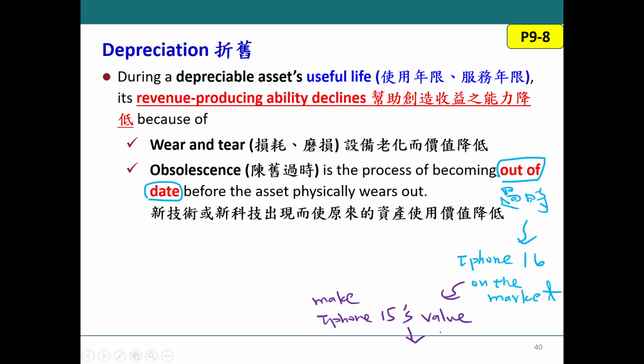Okay, so iPhone 15 is out of date because of new products and new technology on the market, then its value and ability will decrease. Maybe you use it, maybe you don't use it, but it's out of date. Either one will make your phone's value and ability decrease. So for the whole process, we have to do depreciation, 折旧. Okay, any questions? No problem?